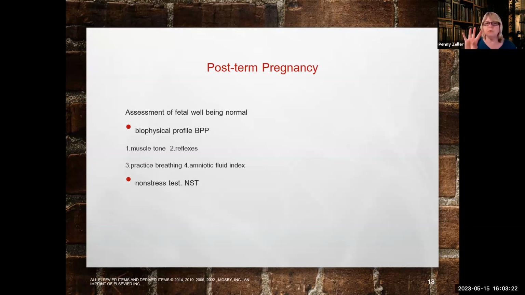So there's 4 parameters, and they're 2 points each, for a total of 8. If we do it, but we're not seeing baby practice breathing, we're going to give a score of 6 out of 8 on the BPP. If it's any lower than 6, then we're concerned about fetal well-being, and we might need to deliver the baby. And then non-stress test. Remember, we do those to see how baby responds to its own movement. Is the baby's heart rate going up when the baby moves? That's a non-stress test. Another indicator of fetal well-being as we survey our fetus.